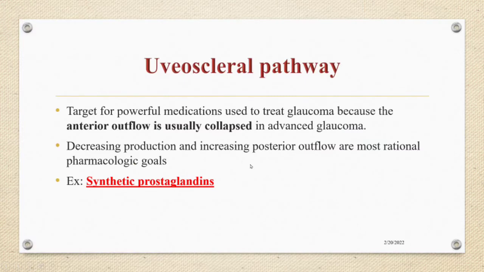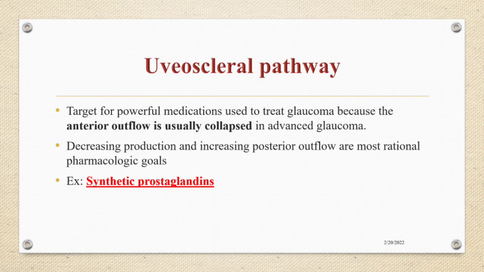Coming to the uveoscleral pathway, as I mentioned, this is a minor pathway. There are some drugs which can increase this pathway, examples being synthetic prostaglandins. So why is this uveoscleral pathway important in the case of dogs?